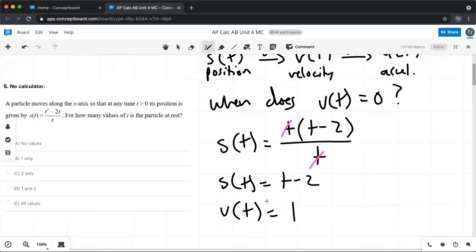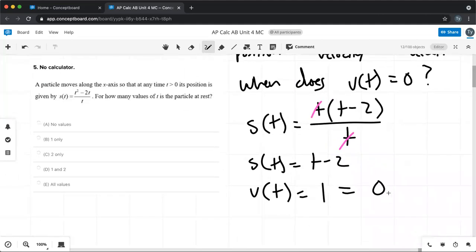Okay, so when is this equal to 0? Well, it's never equal to 0. 1 can't be equal to 0. This velocity is not dependent on time. So that means this is not going to be equal to 0. So for what values of t is the particle at rest? Well, it's never at rest because the velocity can never be 0.